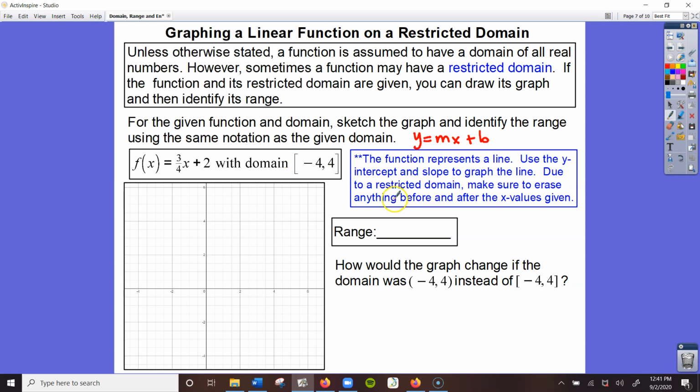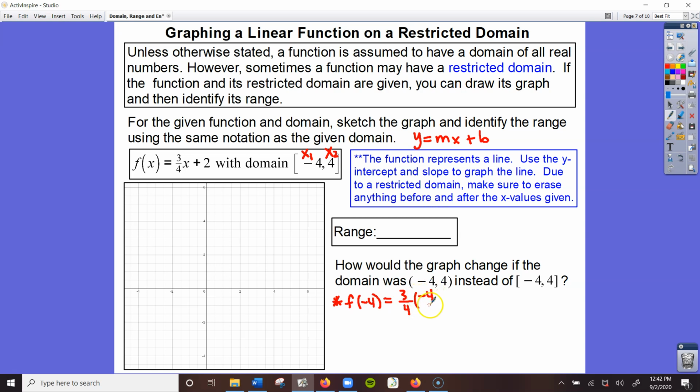Now, if you don't remember how to graph lines using y equals mx plus b, you can always use the domain to help you figure out how to graph the line. This -4 represents your first x value, and this +4 represents your second x value. So I'm going to take this x value and plug it into my function. So I'm going to do f of -4. This is function notation, and it simply means I want to know what the y value is when x is -4. So I'm going to take my equation, which is 3 over 4 times -4.